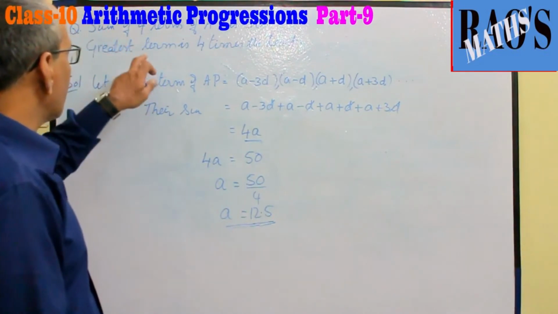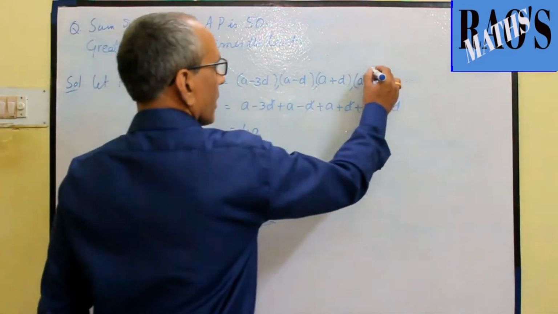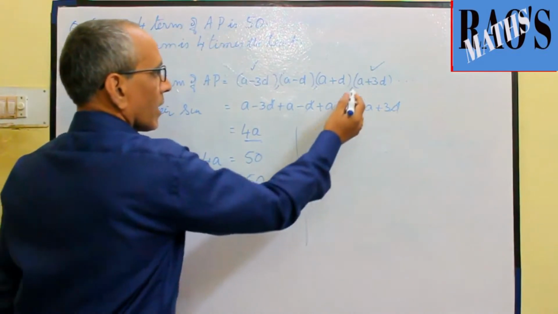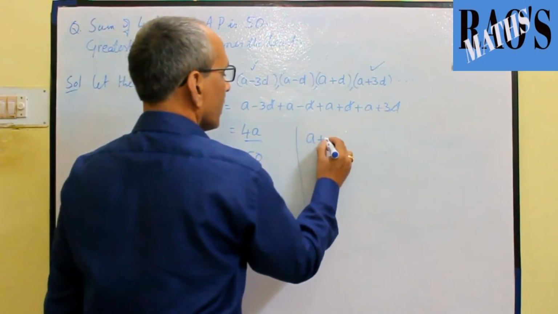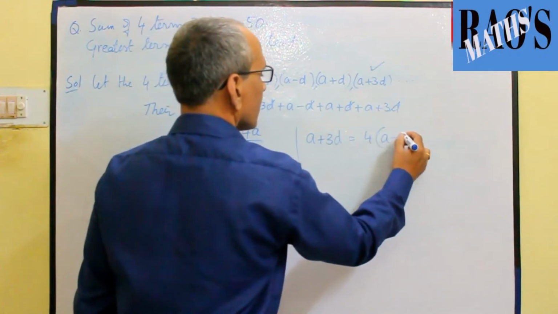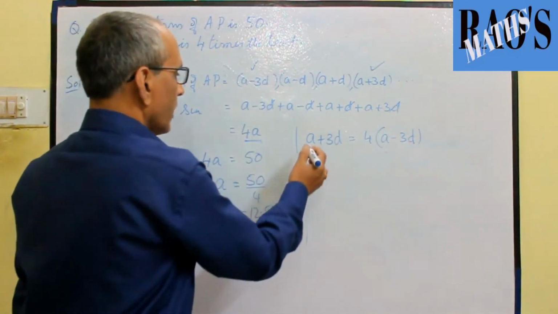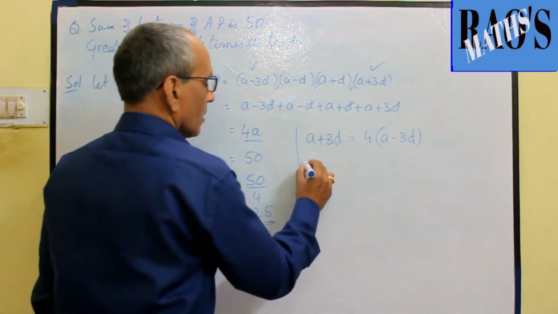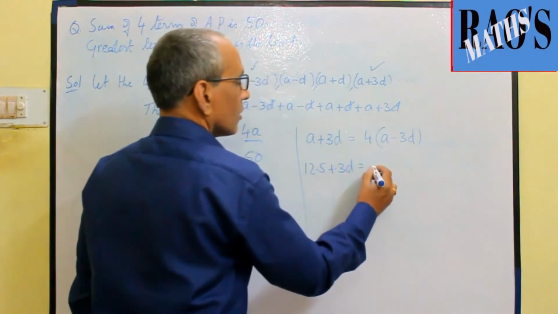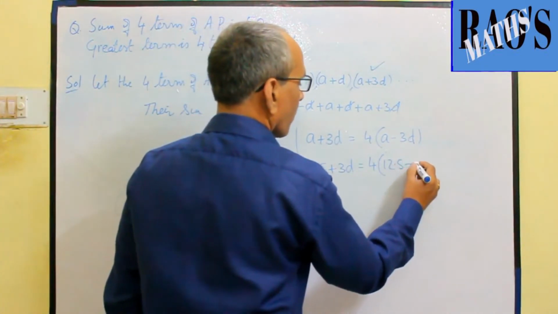Okay, we use the second condition. Greatest term is 4 times the least. Here it is the greatest term, it is the least term. So by condition, the greatest term, that is A plus 3D, is 4 times of the least, that is A minus 3D. Okay. So A, we have 12.5. So 12.5 plus 3D is equal to 4 of 12.5 minus 3D.